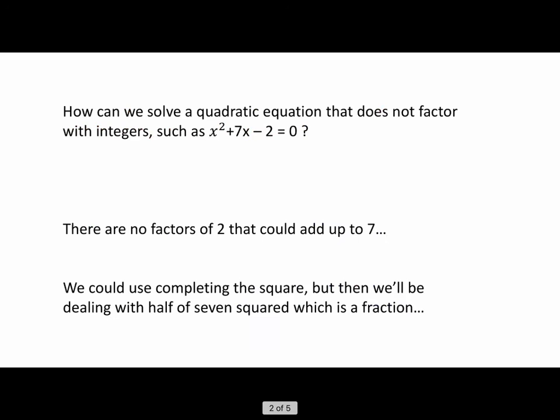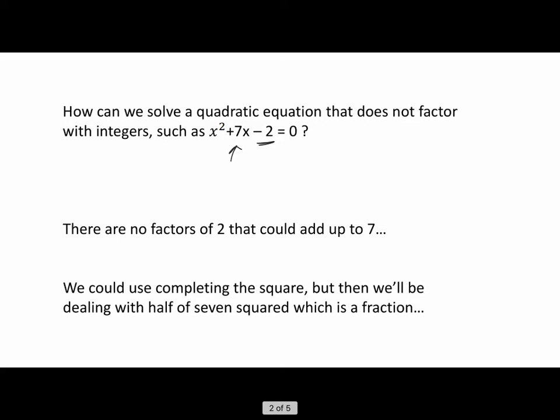Hi everyone! How can we solve a quadratic equation that does not factor with integers, such as x squared plus 7x minus 2 equals 0? We know there are no factors of 2 that could add up to 7. The only factors of 2 are 2 times 1. So we are not going to be able to factor this.